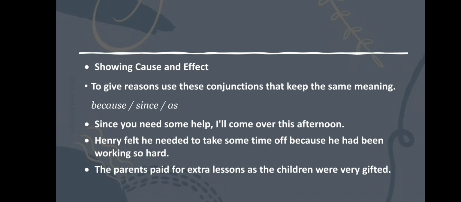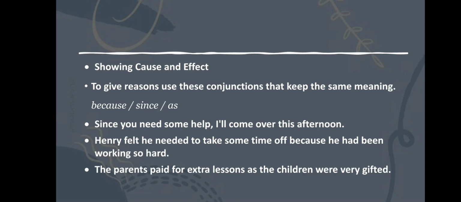Okay, the second use, which is showing cause and effect. To give reasons, use these conjunctions, right, that keep the same meaning. For example, we have because, since, and also as, okay? For example, in the first sentence, since you need some help, I will come over this afternoon. Henry felt he needed to take some time off because he had been working so hard. The parents paid for extra lessons as the children were with gifts.